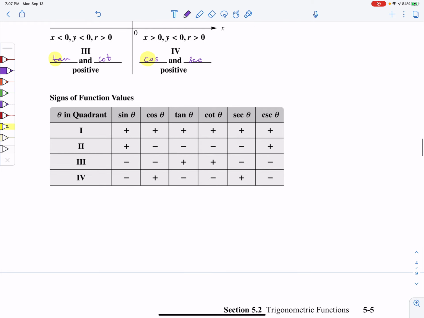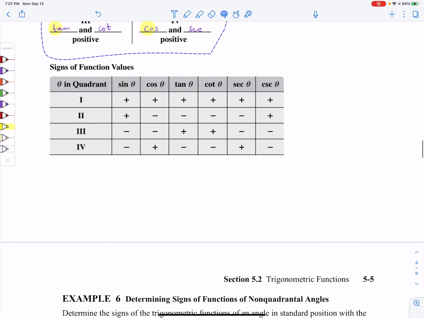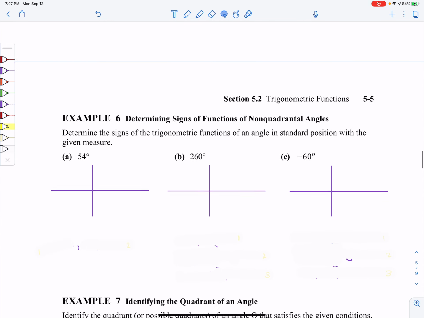You can take a look at this table down here, but honestly, as long as you understand this concept of x's and y's, then you really don't need this table of positives and negatives, but it is an interesting thing to take a look at.